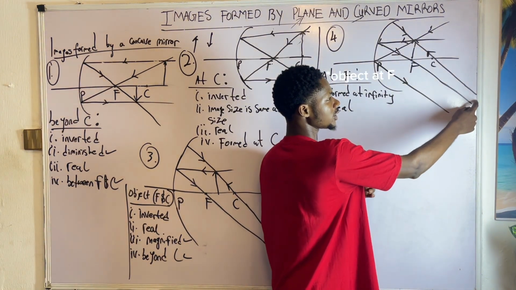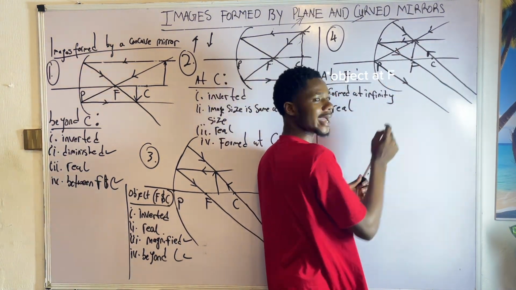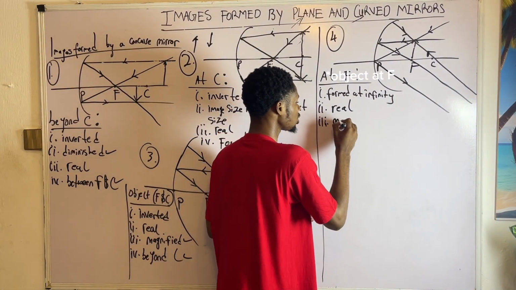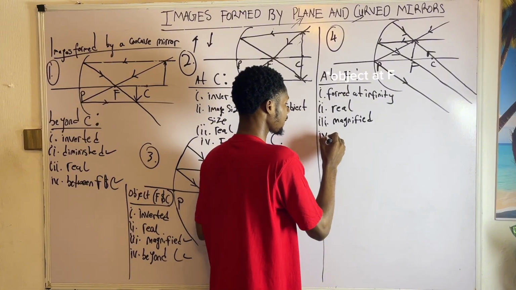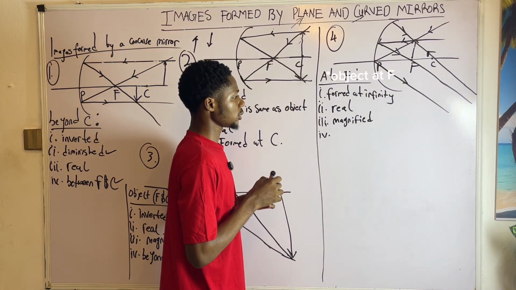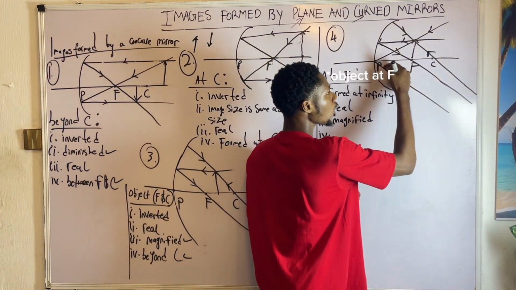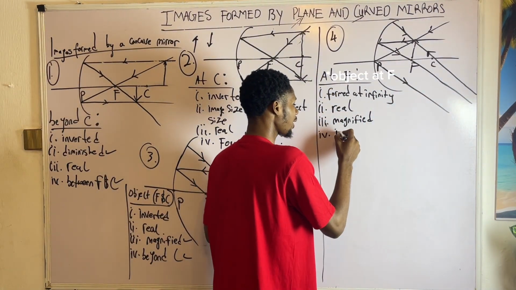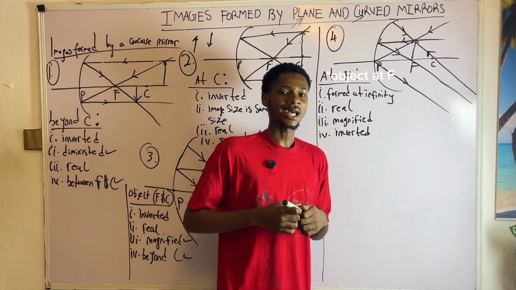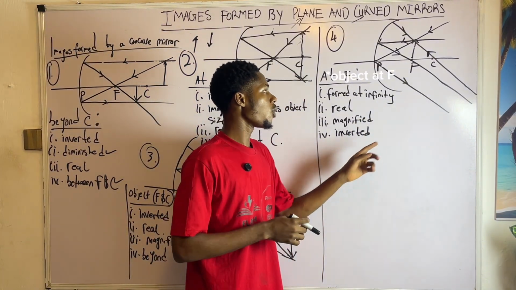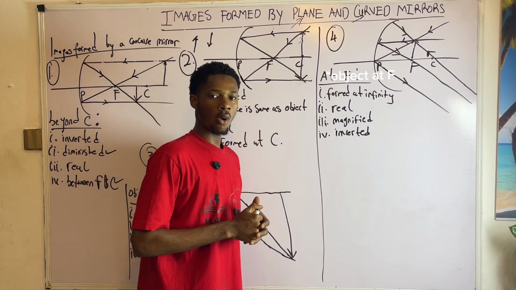If, for example, this is infinity and we draw the objects from here to here, what do you think will happen? It will be bigger than this one. So it is magnified. Take note. And then, what else? Is it inverted or upright? It is inverted. Why? It is formed under the principal axis. So even if you cannot see it, we already know the properties of the image that will be formed. It is inverted. It is formed under the principal axis. That is number 4.